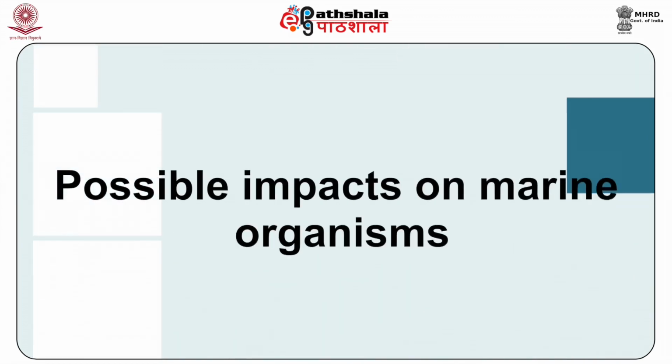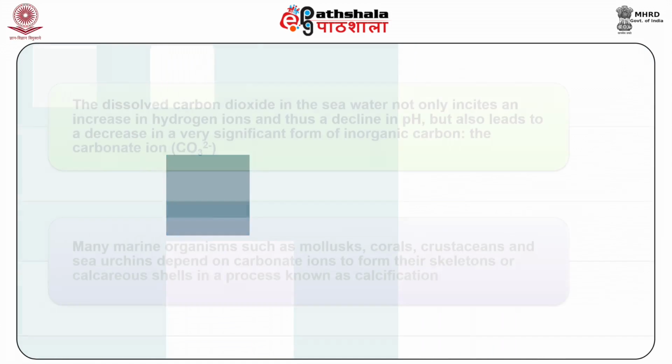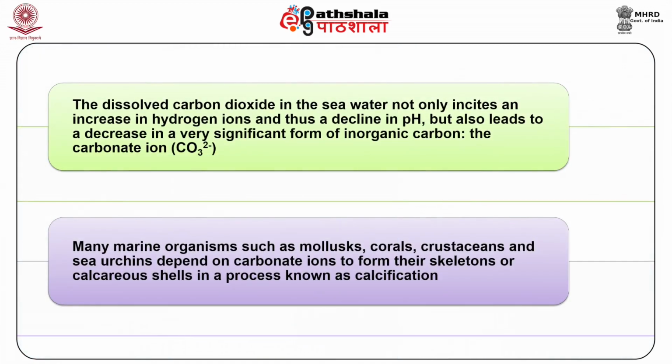Discussing the possible impact on marine organisms, the dissolved carbon dioxide in the seawater not only incites an increase in hydrogen ions and thus a decline in pH, but also leads to a decrease in a very significant form of inorganic carbon, the carbonate ion. Many marine organisms such as mollusks, corals, crustaceans, and sea urchins depend upon carbonate ions to form their skeletons or calcareous cells in a process known as calcification.